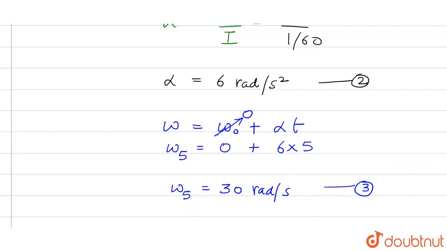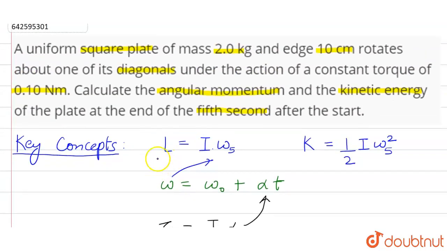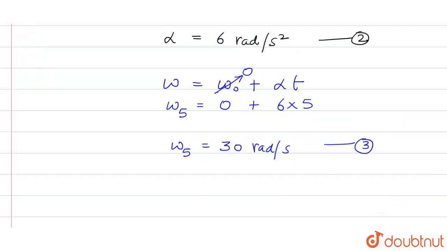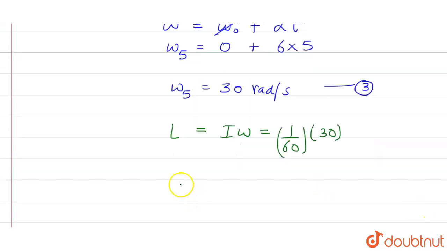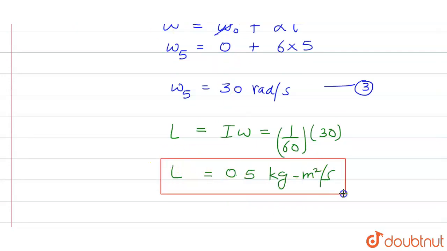Now we'll put omega 5 in our equation for angular momentum and kinetic energy. The angular momentum is given by I times omega. I is 1 by 60 kg meter square and omega 5 is 30. So this will give us L equals 0.5 kg meter square per second. So this is our first answer.